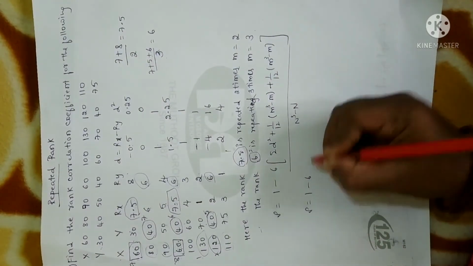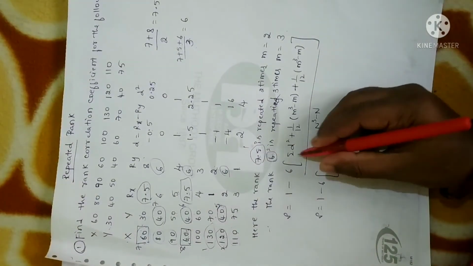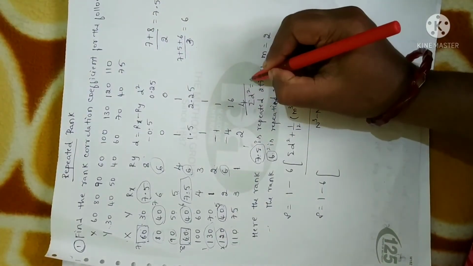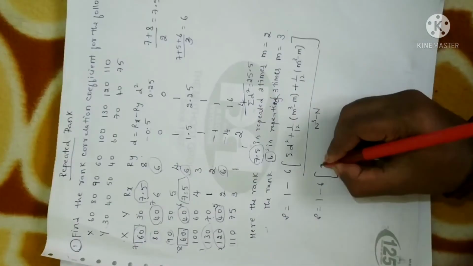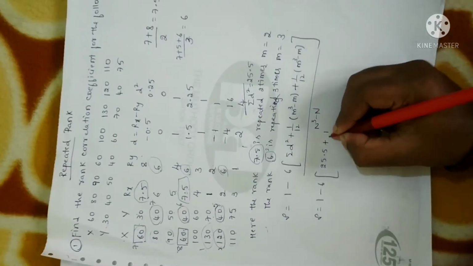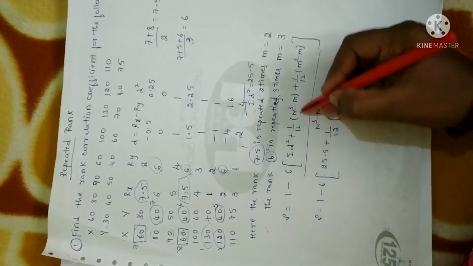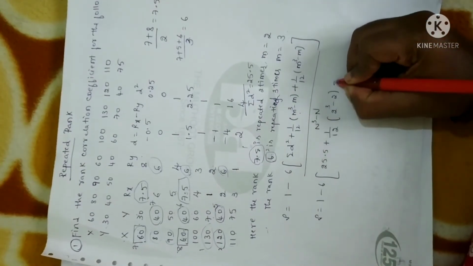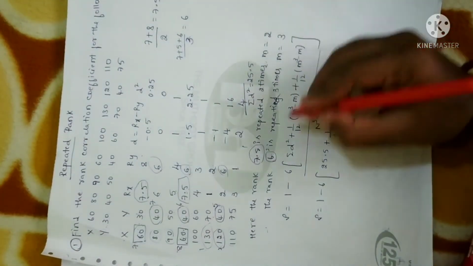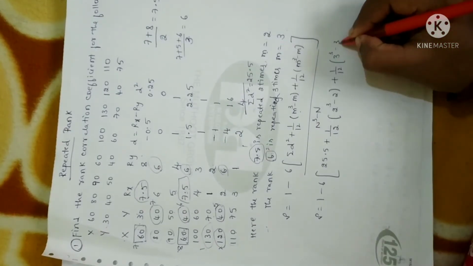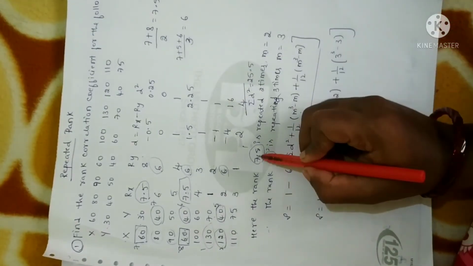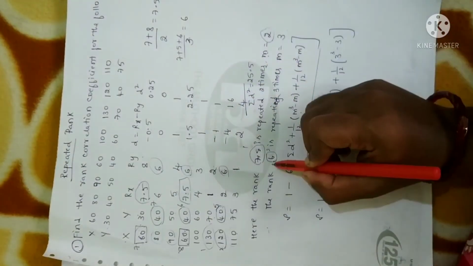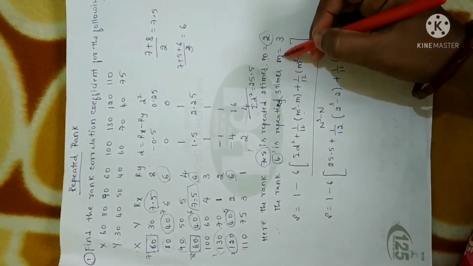Rho is equal to 1 minus 6 into, what is the value of sigma d square? You have to add all these values. Use the calculator and just add all these values. You will get 25.5. So 25.5 plus 1 by 12 times, now the m value for the first rank is 2. So you write 2 cube minus 2, plus 1 by 12 into, the m value in the second case is 3, 3 cube minus 3. Here you should take care that rank 7.5 is repeating 2 times, so that repeating value should be taken as m. Here also 6 is repeating 3 times, so that repeating value should be taken as m.